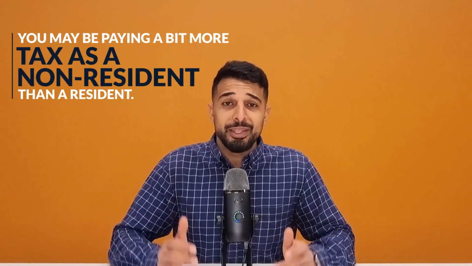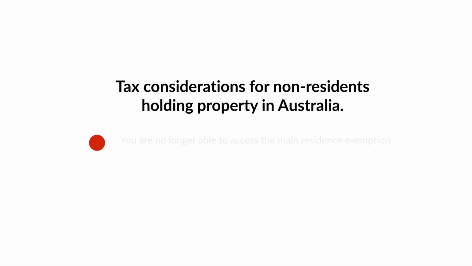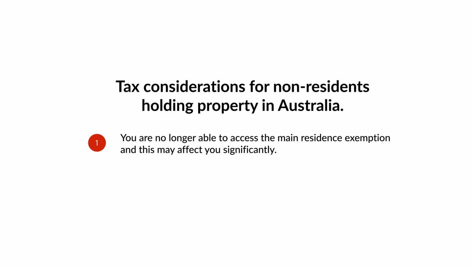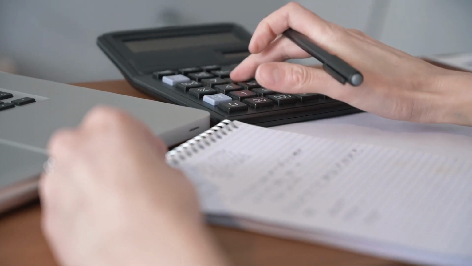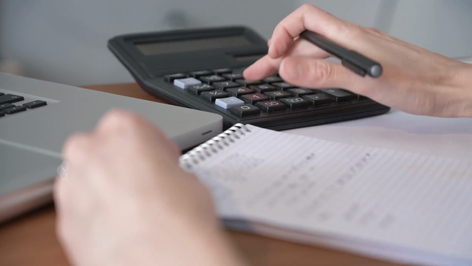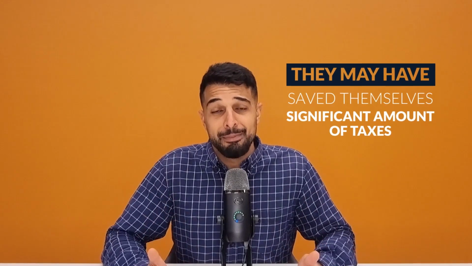Other tax considerations for non-residents holding property in Australia: one, you are no longer able to access the main residence exemption, and this may affect you significantly. Another aspect of being a non-resident is you're unable to access the 50% capital gains tax discount that's available for Australian tax residents. The unfortunate part here is I have seen some ill-timed sales of Australian property that have resulted in large tax debts for my clients. And if they had just consulted with me a little earlier and we came up with a strategy relating to this, they may have saved themselves significant amounts of taxes.